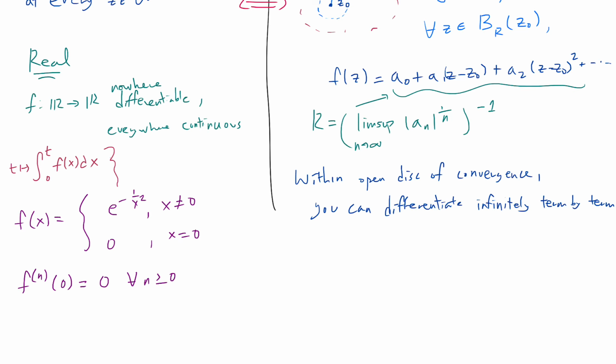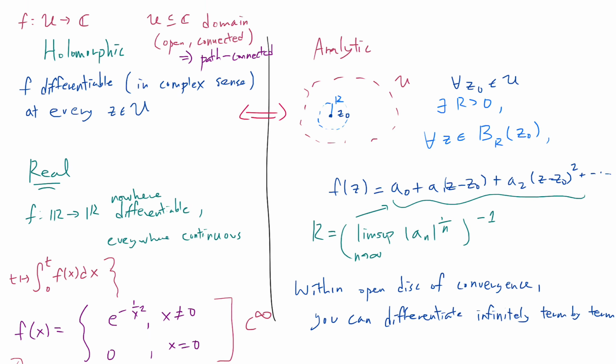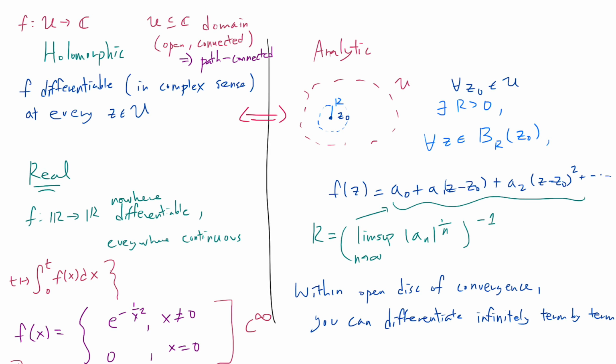So for all n greater than or equal to 0, the nth derivative of f evaluated at 0 is 0. Because of this, the Taylor series expansion at 0 is actually 0 plus 0x plus 0x squared plus 0x cubed, and this clearly has radius of convergence 0. Despite the fact that this function is C infinity, it's smooth, you can differentiate it infinitely many times, you do not have a non-trivial Taylor series expansion. So in the real world, you have all of these counterexamples. But what I'm saying is, in the complex world, you don't have anything like this.